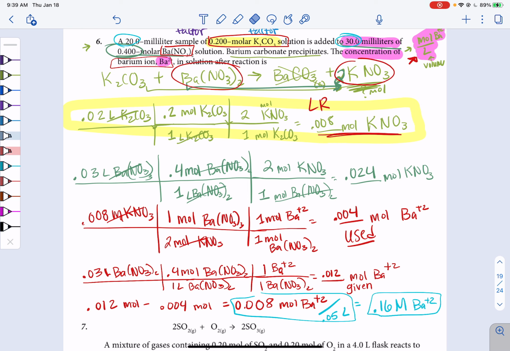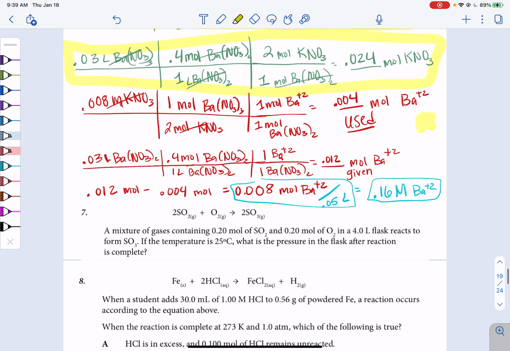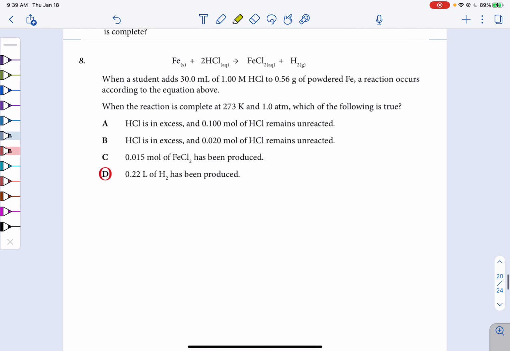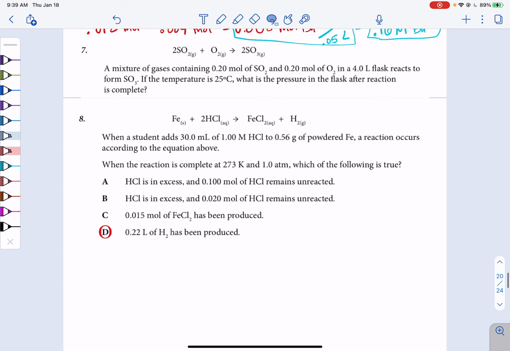We did not have to do this in yellow or this right here because according to the problem, we had barium left over. So we already knew that the limiting reactant was the potassium nitrate. You could have just started right here, okay? But I just wanted to prove it to you just in case you didn't believe me, I guess. Okay, let's do the next one.